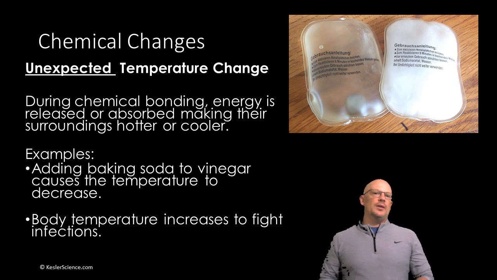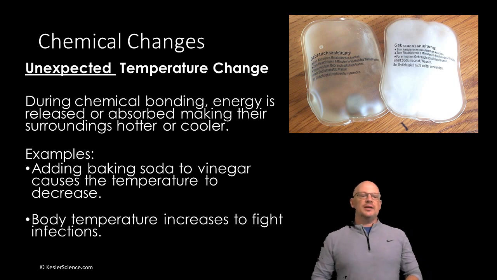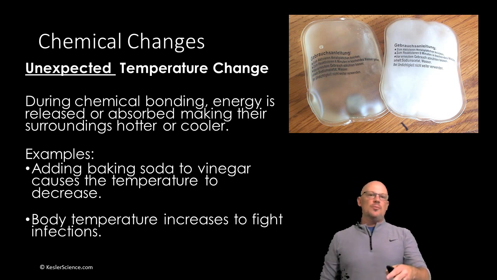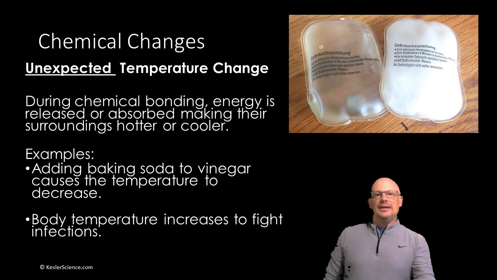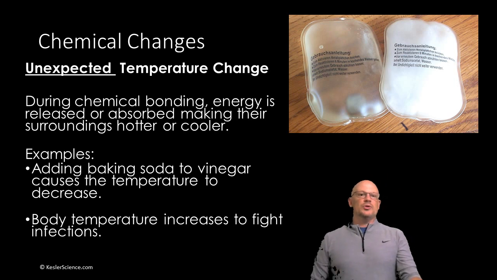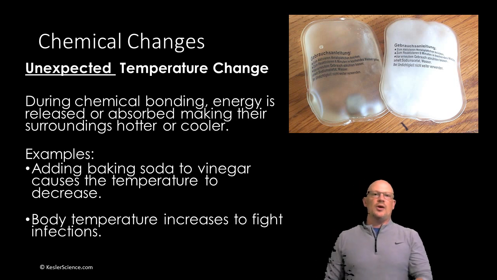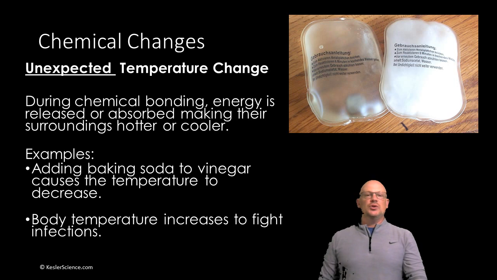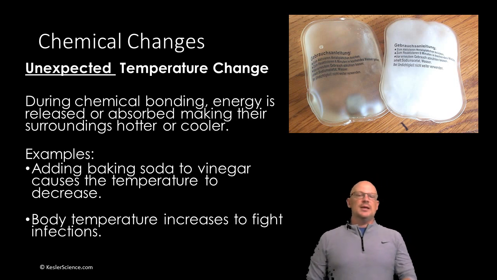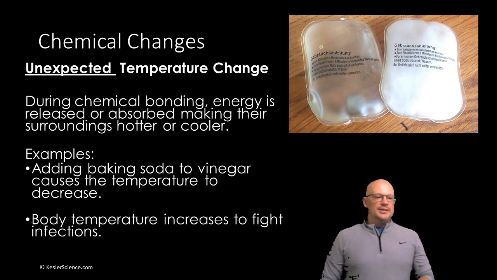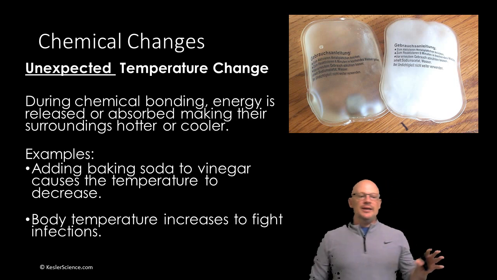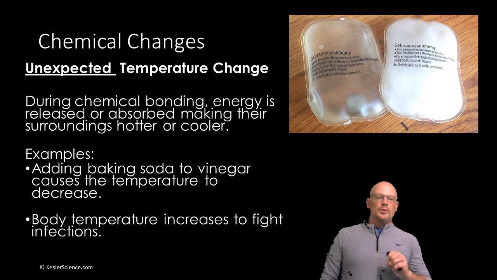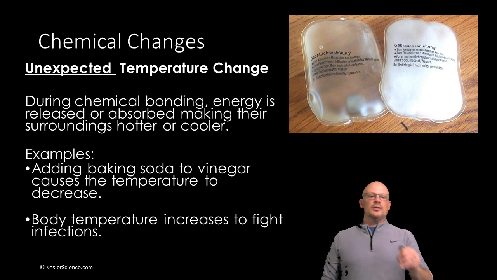Another way to know if a chemical change has taken place is an unexpected temperature change. And so I'm using this term unexpected in the same way. It's not that we put heat on something and the temperature rose, or we put it in the freezer and the temperature cooled down, but it's the combination of two chemicals or two substances that cause that temperature change to happen. During the chemical bond, energy is released and absorbed, making their surroundings hotter or colder.